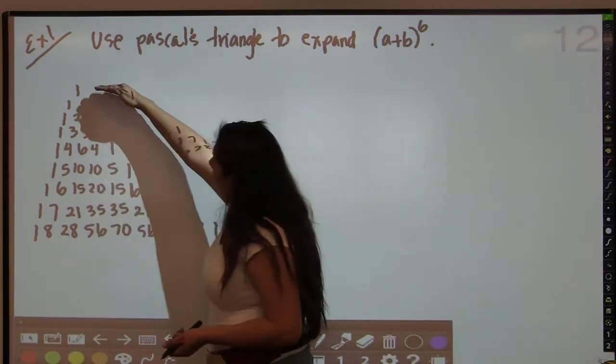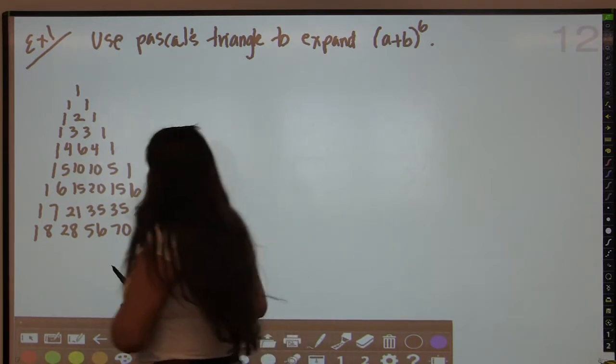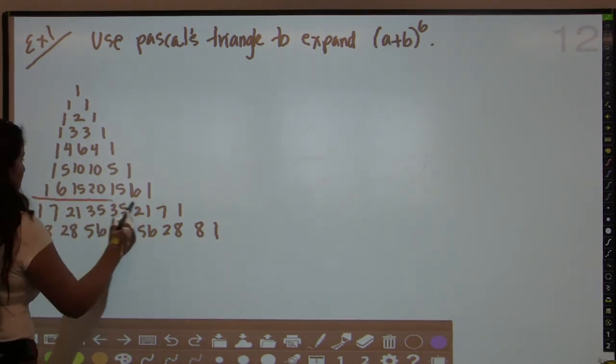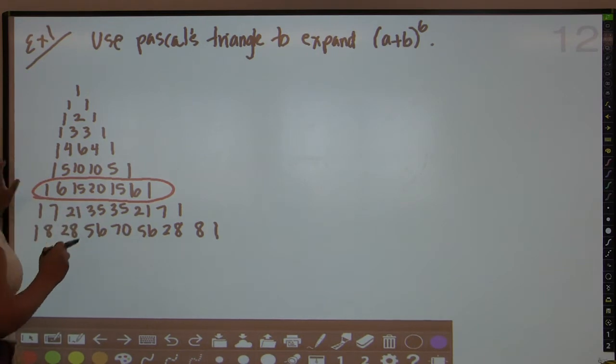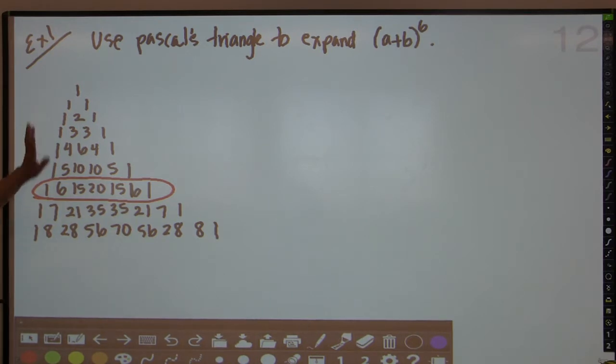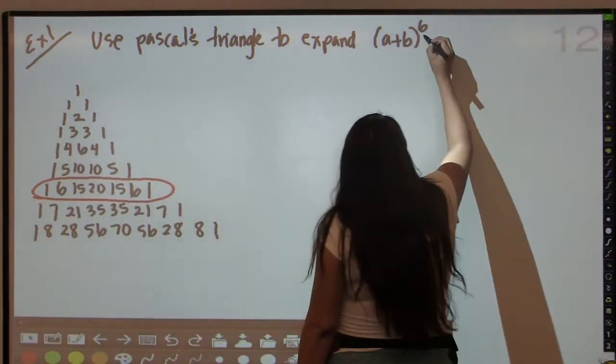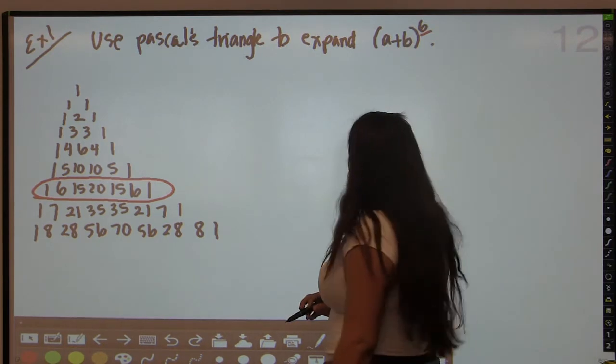So remember this is 0, 1, 2, 3, 4, 5, 6. So I'm actually interested in this row here. And by the way, this triangle is in your textbook. You might want to copy it down to a note card or something. Otherwise, you have to keep rewriting the triangle every single time. But you don't want to have to do that. So this is the 6th row for my 6th degree there.